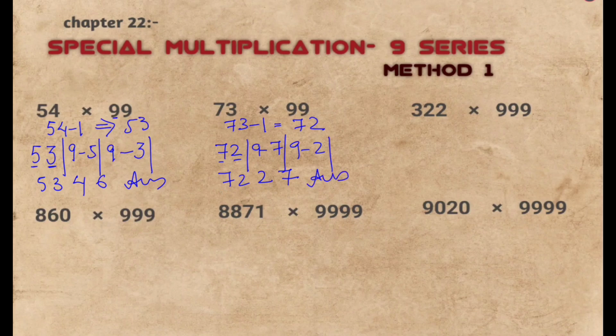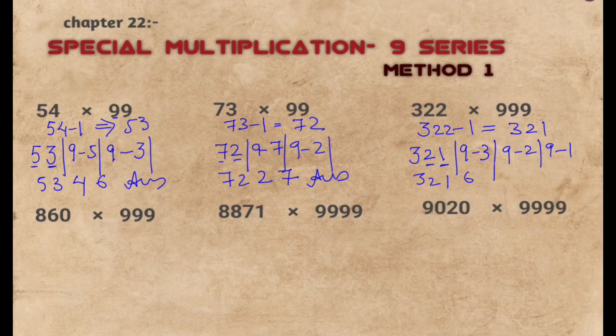Now let's take a 3-digit question. 322 multiplied by 999. Here same method, minus 1 from 322, which gives us 321. Now write 321 and make a partition, 9 minus this 3, 9 minus this 2 and 9 minus this 1. Now we get 321. 9 minus 3 gives you 6, 9 minus 2 gives you 7, 9 minus 1 gives you 8. So 321678 is the answer.